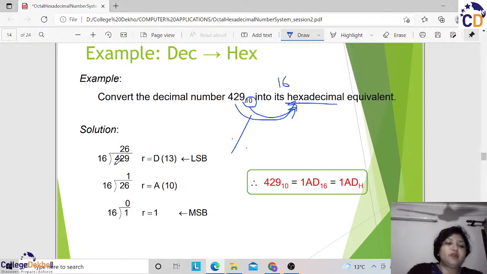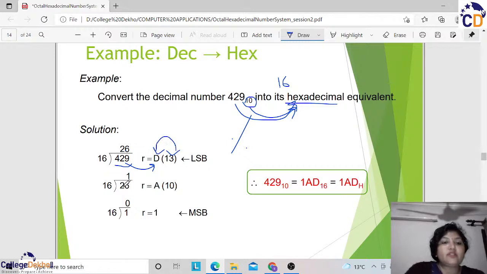So what we are going to do, we have to take 429 divided by 16, you will be getting the quotient 26, and the remainder would be D. Now what is D? D I have already calculated. What is the value of D? That is 13. So that means your remainder would be 13 in this case, that is already converted into D.